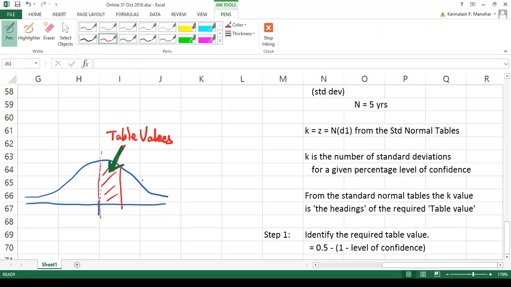And to find the required table value, I just came up with that sequence of taking half, which is 1/2 of the area, minus 1 minus the level of confidence. And I'm thinking now, can I do that in a shorter method? As the whole of the area represents 1, half of it will obviously be the 0.5 that I was using before. I'm trying to identify this unshaded region here.